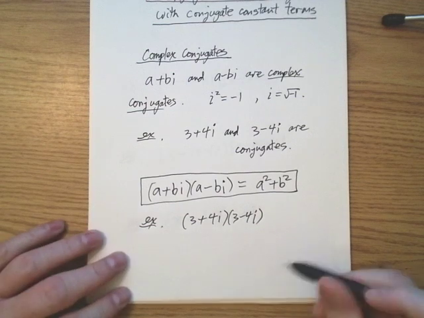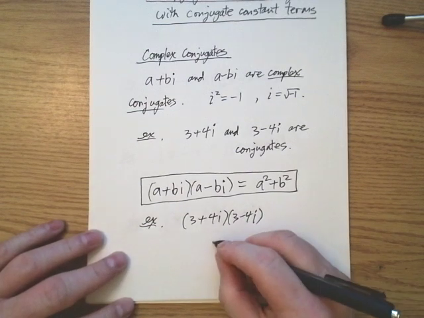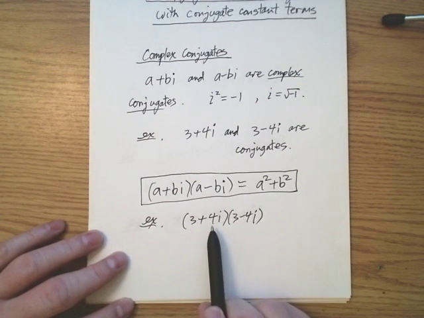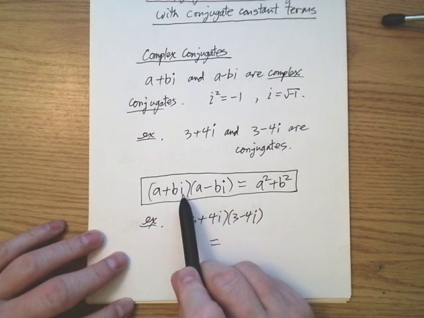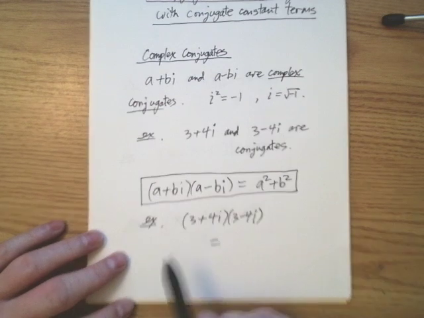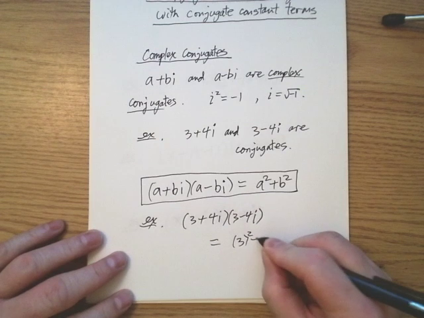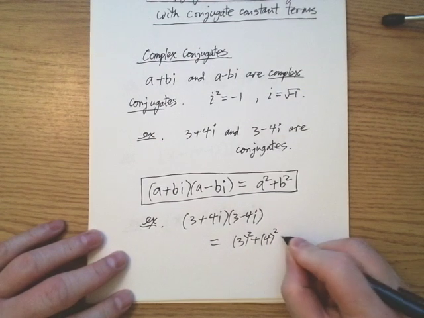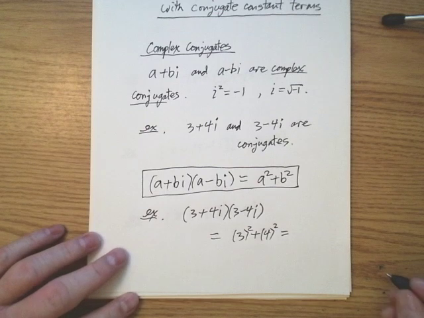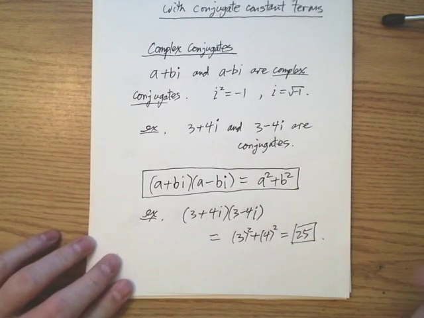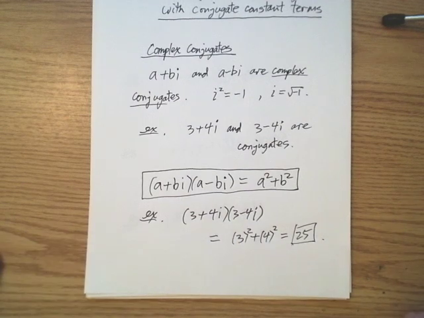Okay, let's give a quick demonstration of this. If I went 3 plus 4i times 3 minus 4i, we could imagine a being 3 and b being 4. Remember, b is a real number. It is not the complex number 4i. b is 4. So this should be 3 squared plus 4 squared by my formula above. A positive real number. 9 and 16 is 25. Now that's a quicker way of actually multiplying these complex numbers.